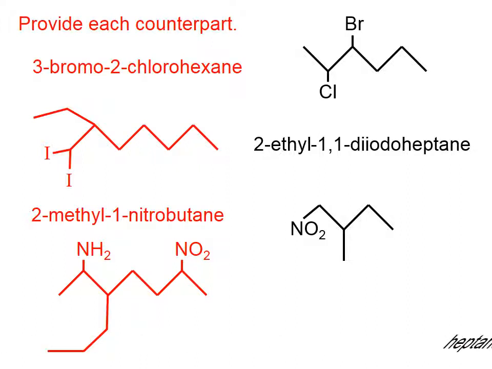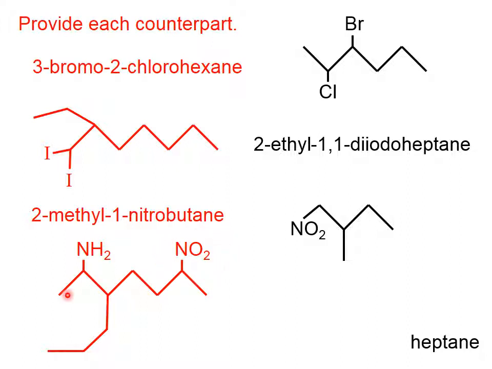It'll be a propyl group. If we count the carbons, 1, 2, 3, 4, 5, 6, 7, you can see in the lower right corner we've got heptane, and then we have 3 substituents. We have an amino group, we have a propyl group with 3 carbons, and then we have a nitro group.